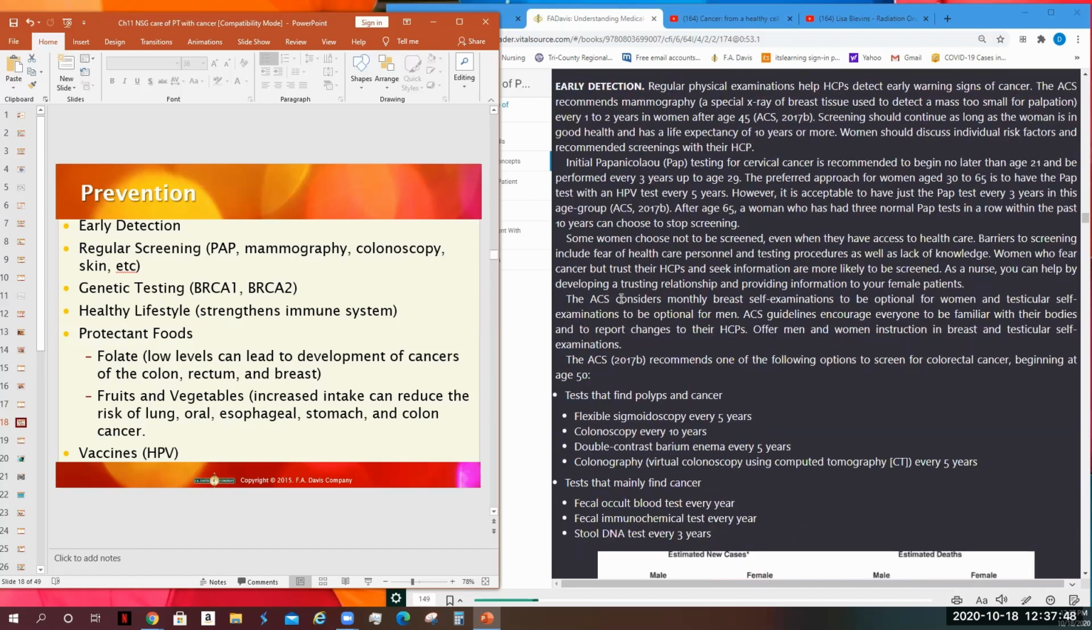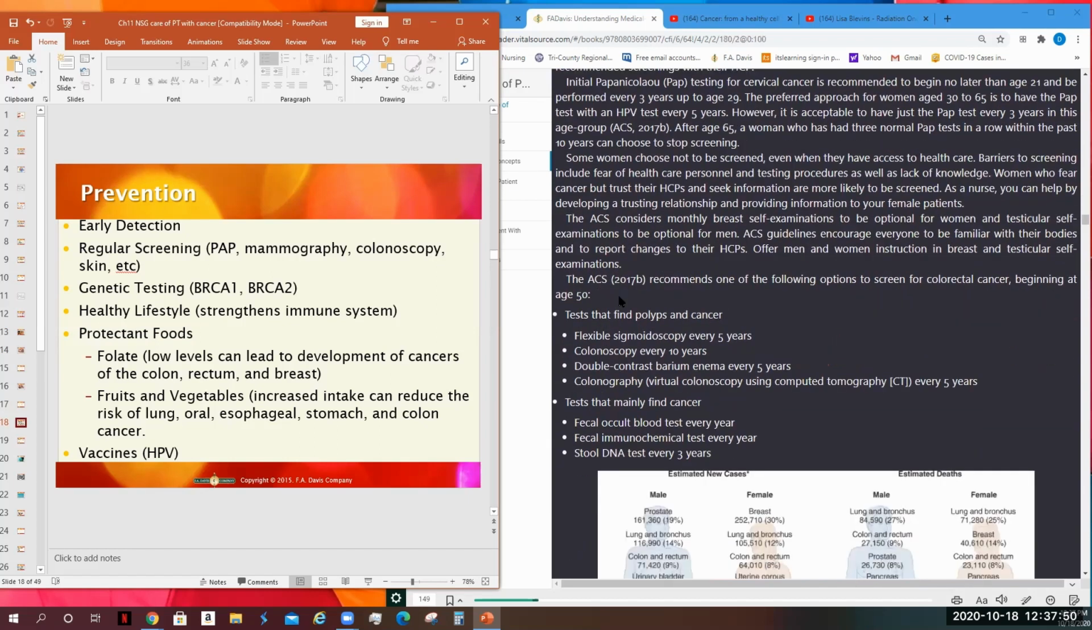Some women choose not to be screened even when they have access to health care. Barriers to screening include fear of healthcare personnel and testing procedures, as well as lack of knowledge. Women who fear cancer but trust their HCPs and seek information are more likely to be screened. As a nurse, you can help by developing a trusting relationship and providing information to your female patients.